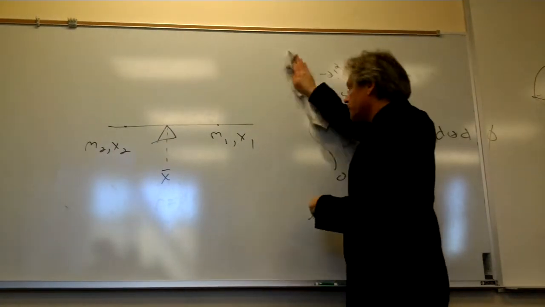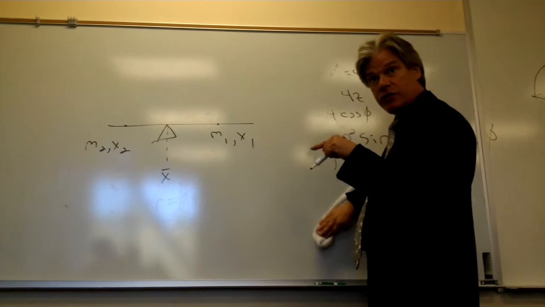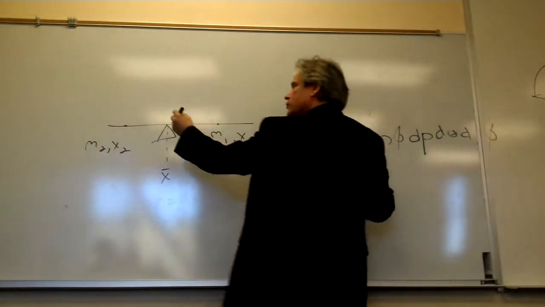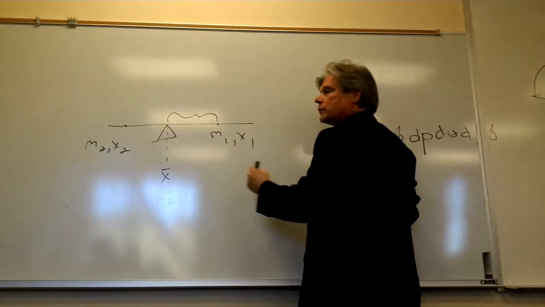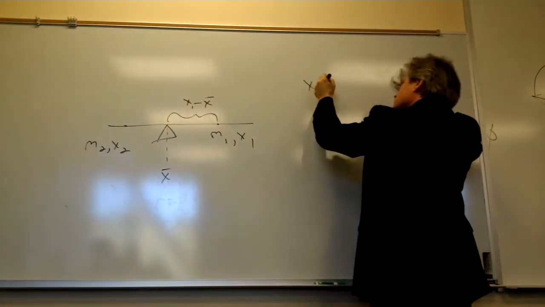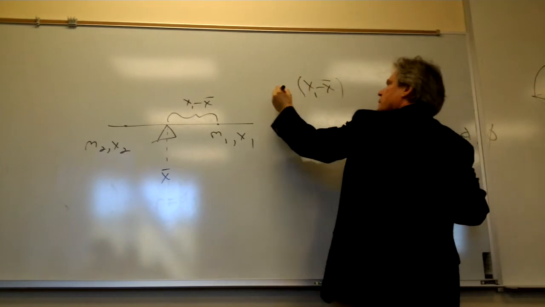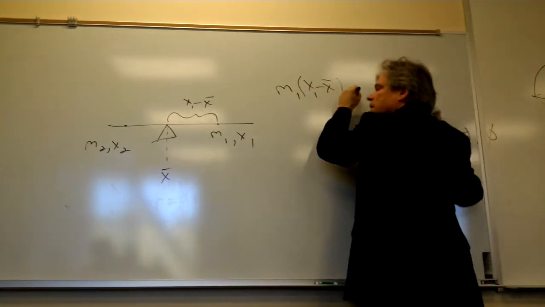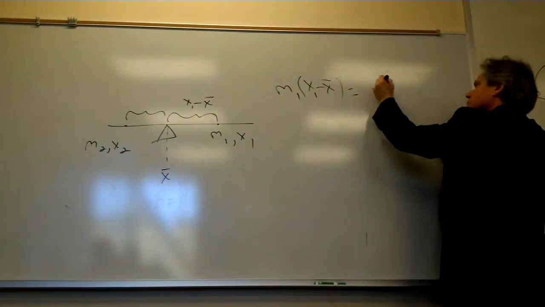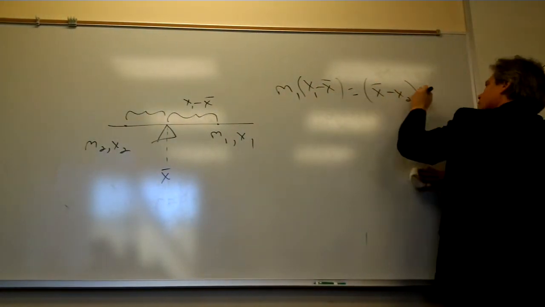To find that x bar position, that center position to balance my scale, it has to be the case that this distance times the corresponding mass of that particle has to be the same as this distance times the mass of that particle.